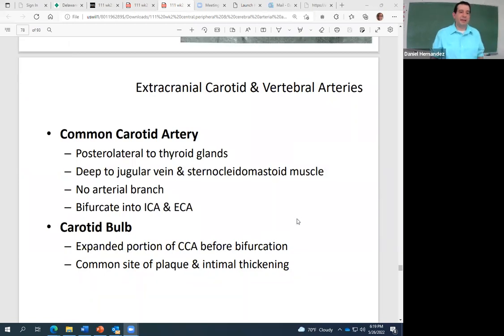So these are the extracranial, so outside the cranium, outside the skull. We were able to visualize the carotid and the vertebral arteries. The common carotid artery courses posterior or posterolateral to the thyroid gland. We were able to see that when we were scanning a little bit here in the lab. We were able to visualize the thyroid gland on each side, as well as the carotid arteries.